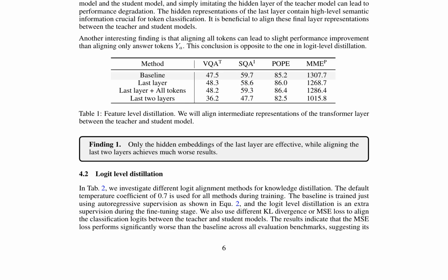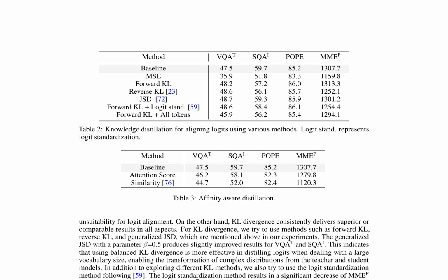Researchers investigated knowledge distillation methods for aligning logits in multimodal large language models, focusing on VQAT, SQAI, POPE, and MMEP. Table 2 shows results of various distillation methods: baseline, MSE, forward KL, reverse KL, JSD, and forward KL with logit standardization. KL divergence consistently delivers superior or comparable results in all aspects, with JSD slightly improving VQAT and SQAI. Logit standardization also improves results.